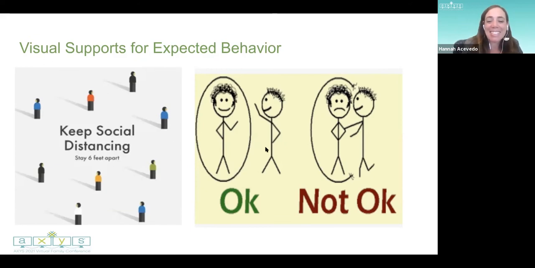On the right is an example of something you could do pretty quickly, just drawing stick figures to help someone understand personal space. The one on the right, it's not okay to touch people or to get in their personal space. The one on the left is good. You can wave and keep 3 feet distance. So these kinds of things can be helpful if you're finding yourself repetitively reminding someone something verbally.